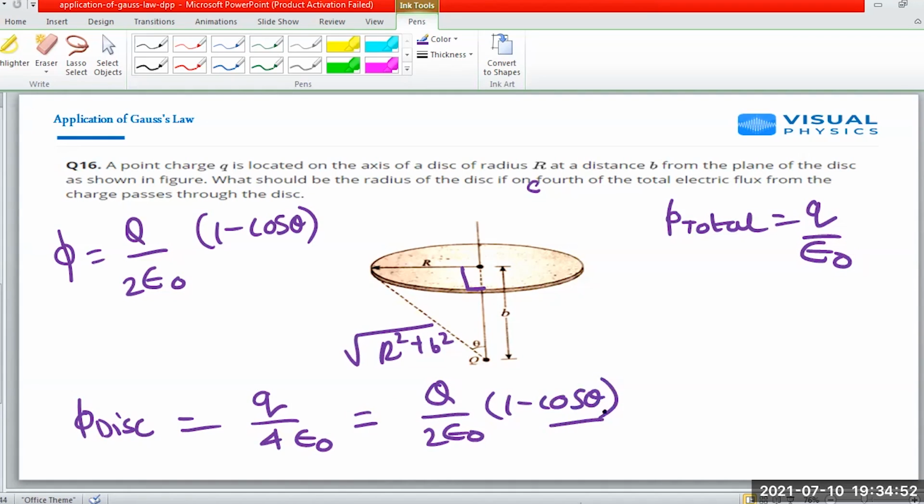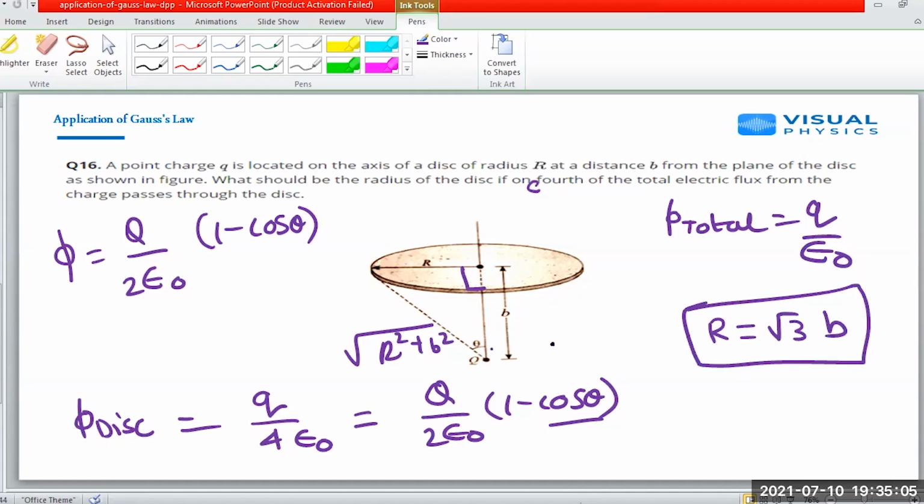So from this you can easily calculate theta. Once you calculate theta, you can find the relation between R and B. My radius will be √3 times B, or theta will come out to be 60 degrees, just by solving this.